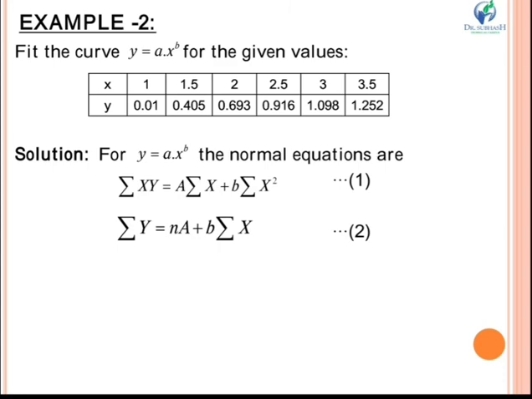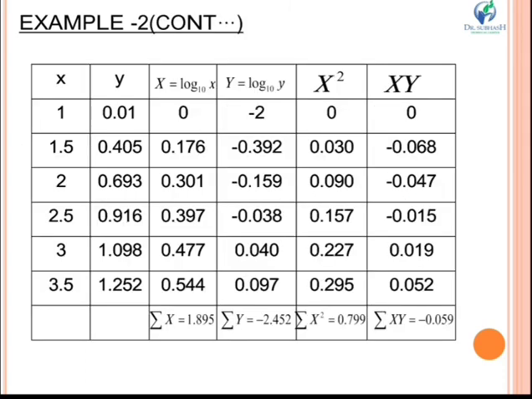Now last example of this chapter is fit the curve y equal to a into x raised to b. Here 6 values are given to us. Okay, first I will write here the normal equations. Equation 1 and equation 2 are normal equations for the given curve. Again I will construct a table for this. Small x and small y will be as it is. I will need to find the logarithm of all the values of small x and small y. I get the values of capital X and capital Y.